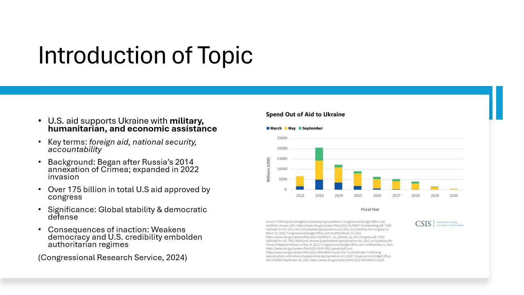While the U.S. has supported Ukraine, delays in new funding show the risk of political inaction, which could weaken alliances and embolden authoritarian regimes.